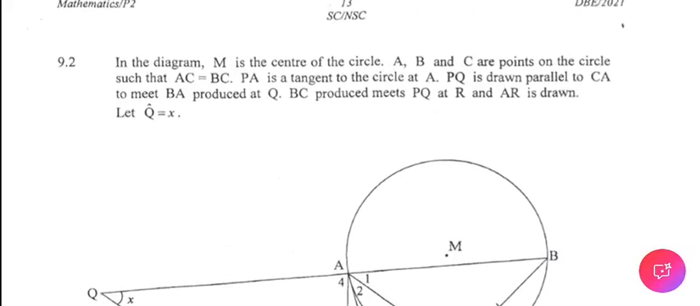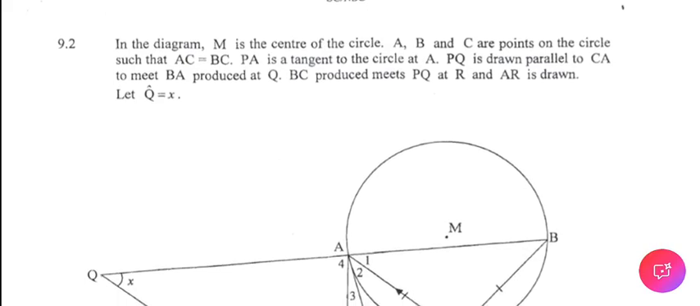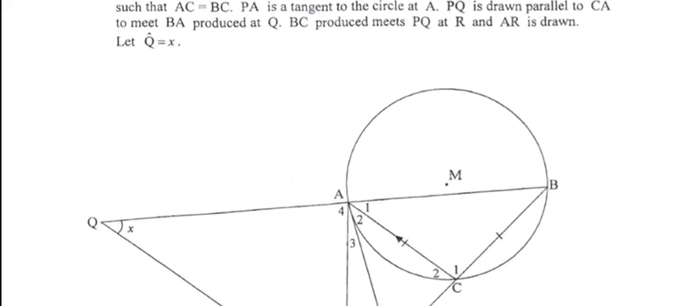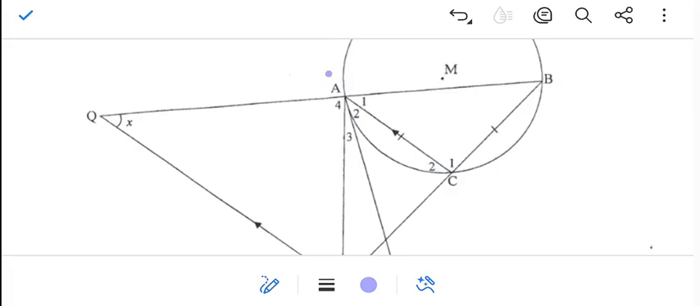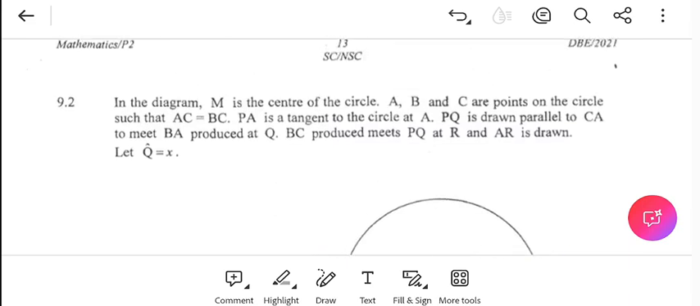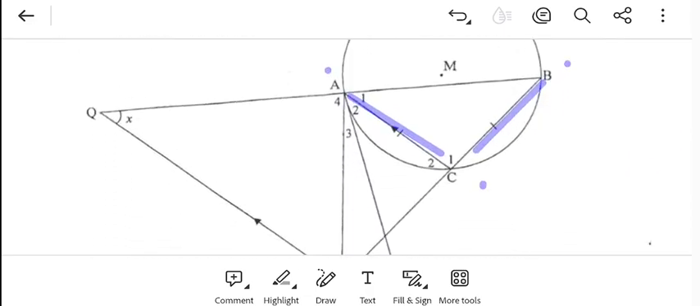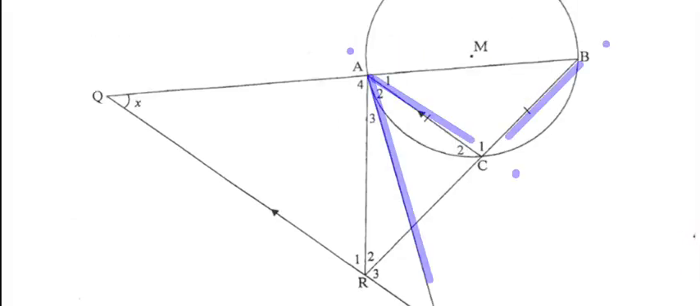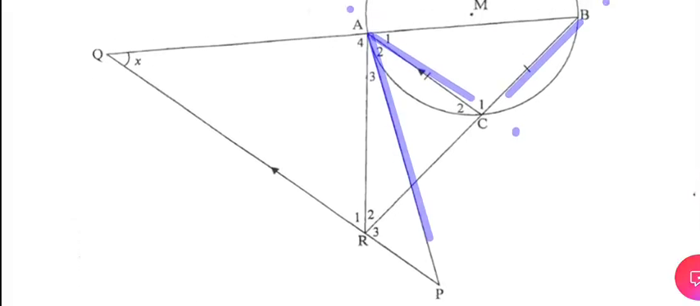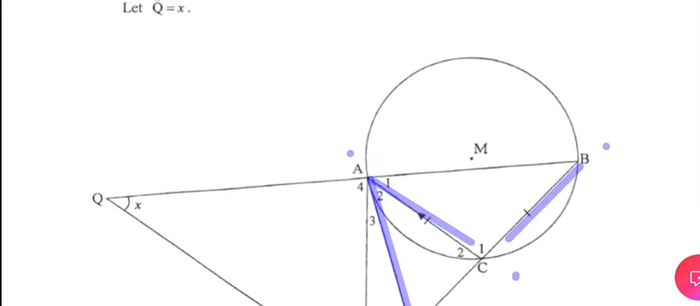A, B, C are points on the circle such that AC is equal to BC. A, B, C are the points, and AC and BC are equal. Now it says PA is a tangent to the circle at A, so PA is a tangent, the blue one.